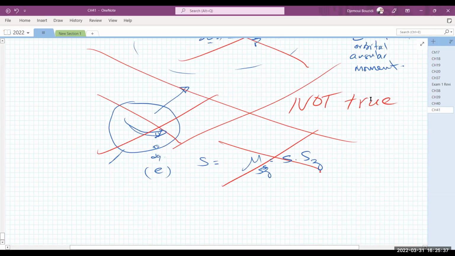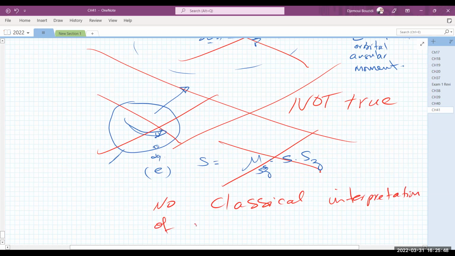There is no counterpart, there is no classical interpretation of a spin. The spin is a quantum mechanical property, a pure quantum mechanical property.